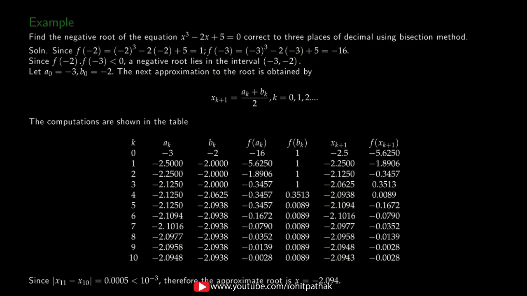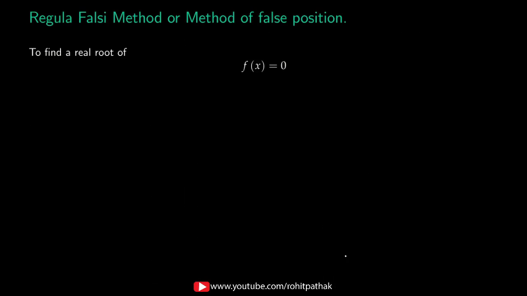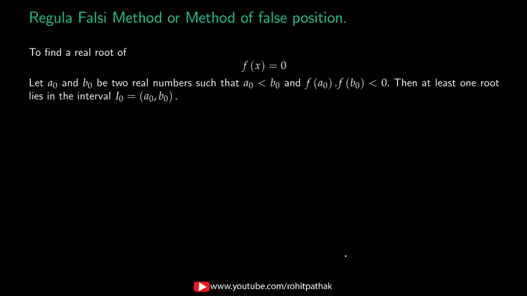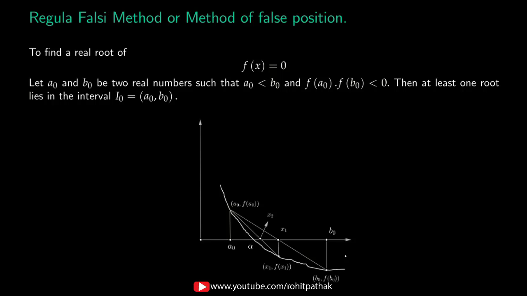So the next method we are going to discuss is the Regula Falsi method. This method is faster than the bisection method. So again here, to find a real root of f(x) equal to 0, whether algebraic or transcendental, again we find the interval in which the root lies. So here the root lies in the interval a0 b0. So this is the idea of this method.